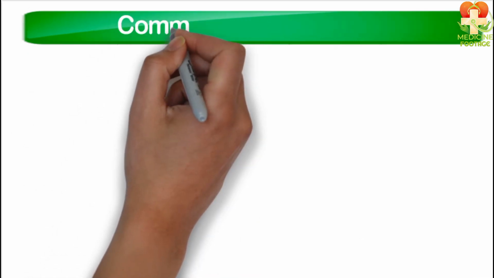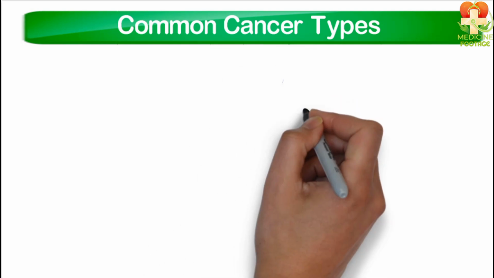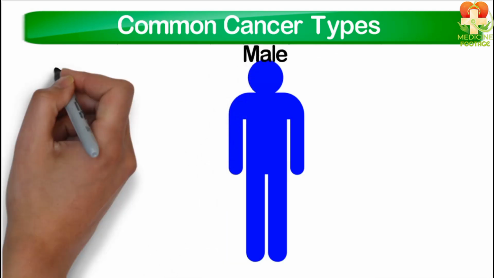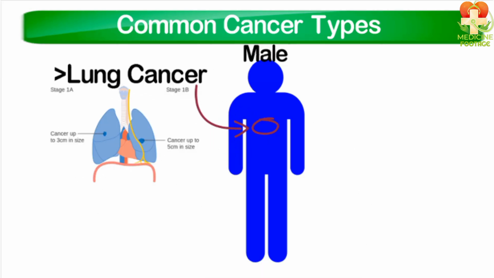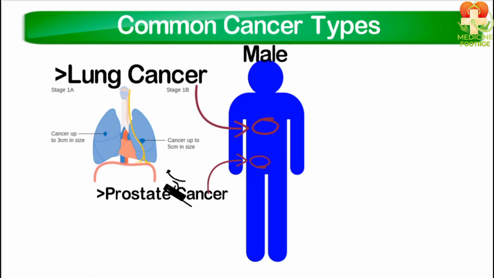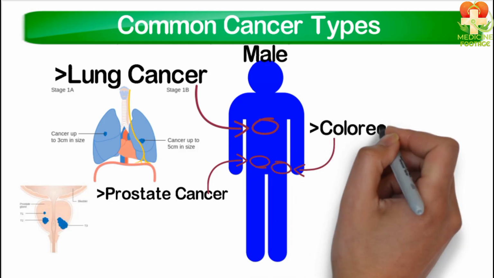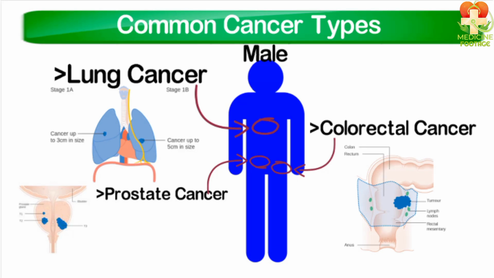Now let's move on to common types of cancer. Which types of cancer are very common in the world? In males they are different, and in females they are different. First, I will tell you about males. In males, lung cancer is very common because they smoke a lot. Number 2, prostate cancer is very common. Number 3, colorectal cancer. These three types of cancer are very common in males.